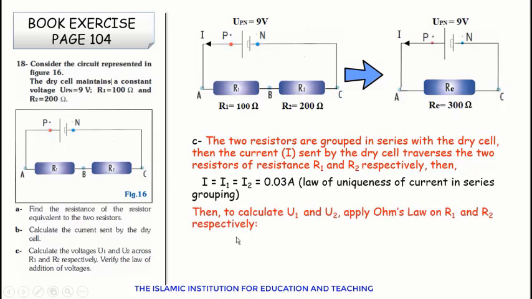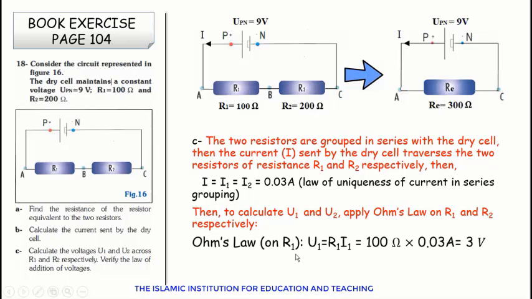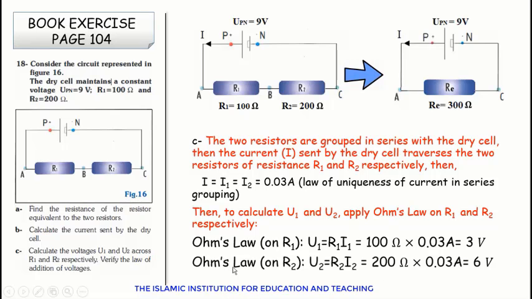To calculate U1 and U2, we will apply Ohm's law on R1 and R2 respectively. Then U1 equals R1 times I1 equals 100 ohms times 0.03 amperes equals 3 volts. While when applying Ohm's law on R2, U2 equals R2 times I2 equals 200 ohms times 0.03 amperes equals 6 volts.